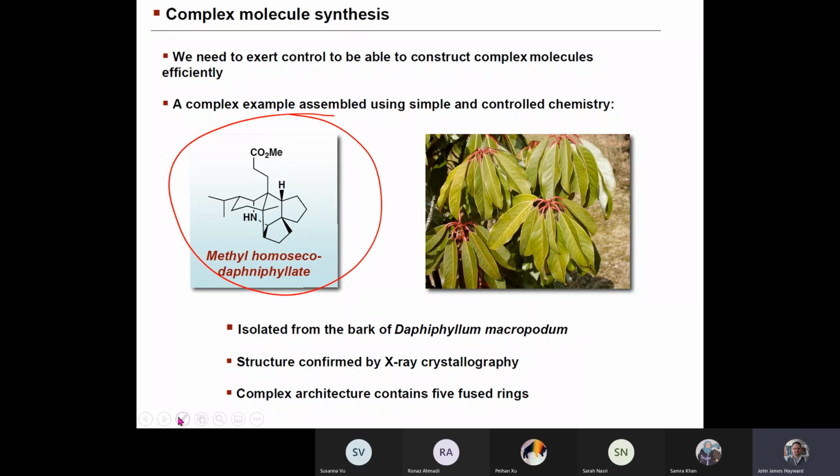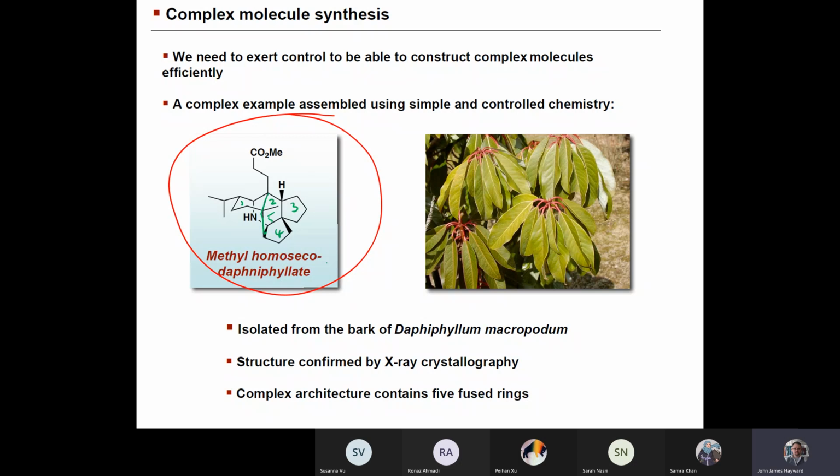Methyl homosecodaphniphyllate. Try saying that fast when you've had a few to drink. So this was isolated from the bark of the Daphniphyllum genus, and the structure is known from X-ray. And it is a complex molecule containing 5 fused rings. I would not like to count quite how many, but 1, 2, 3, 4, and then there's another kind of ring where it goes down here, which we would consider 5. Okay, so it is something.